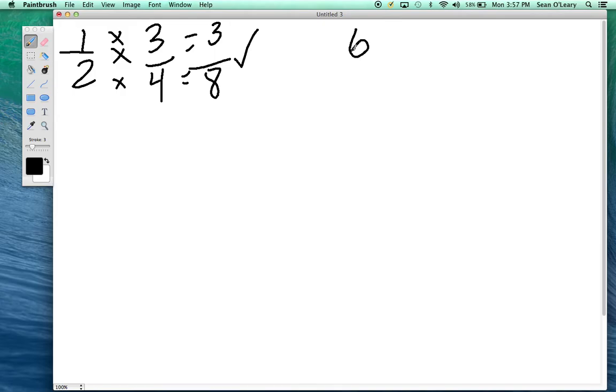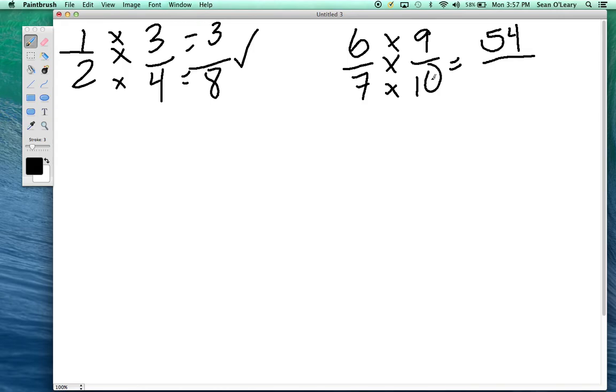Let's try 6/7 times 9/10. Again, step 1 when we multiply fractions is we're going to multiply the numerators. 6 times 9, hopefully we know, is 54. Put our little vinculum. 7 times 10 equals 70.